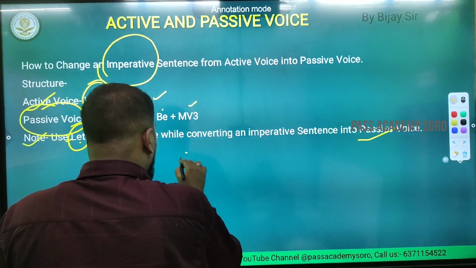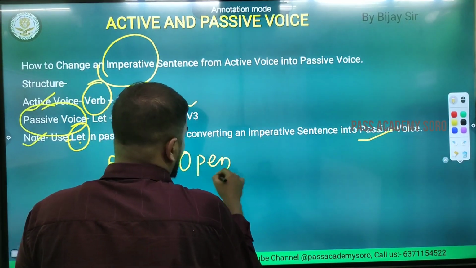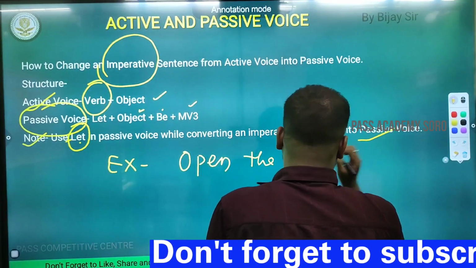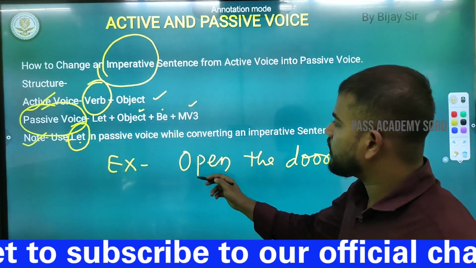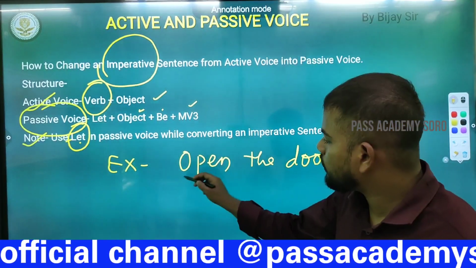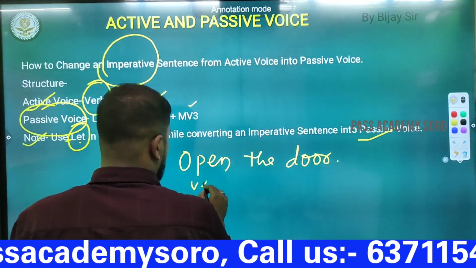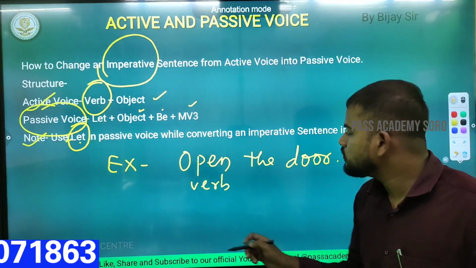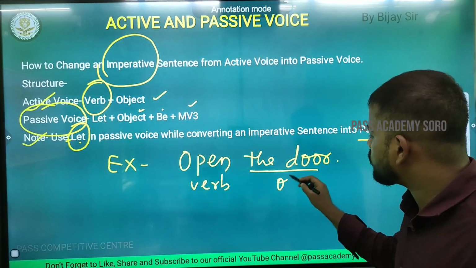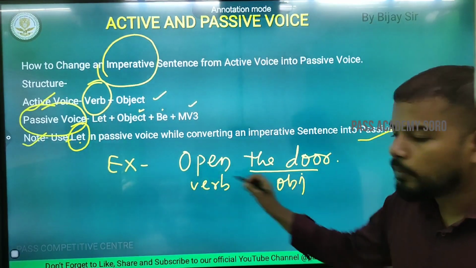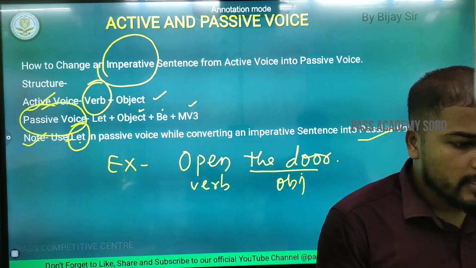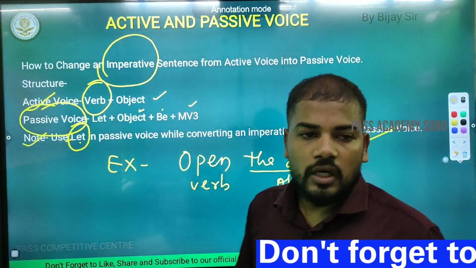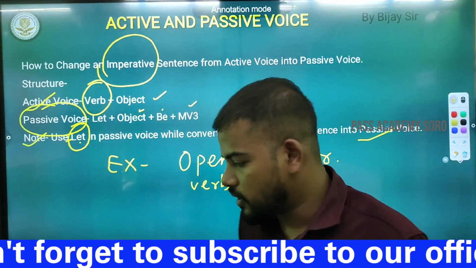Open the door. Look at the example, dear student. Here open is the verb, and the door is the object. Open the door. This sentence makes an order, right? Now we will change it into passive voice, dear student.